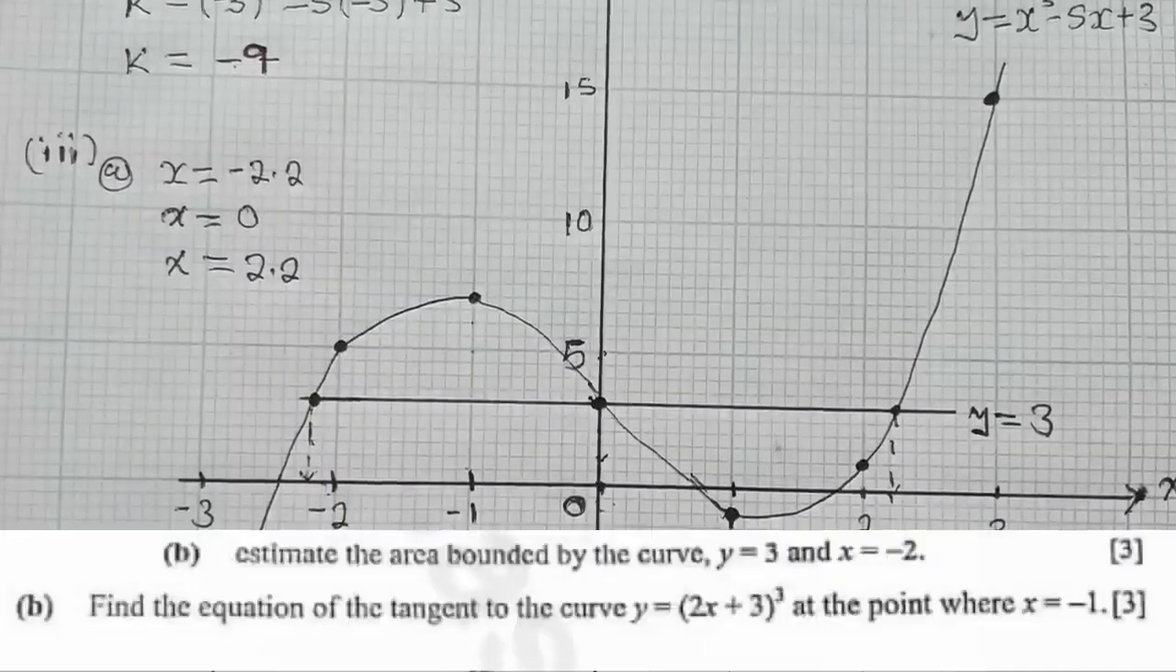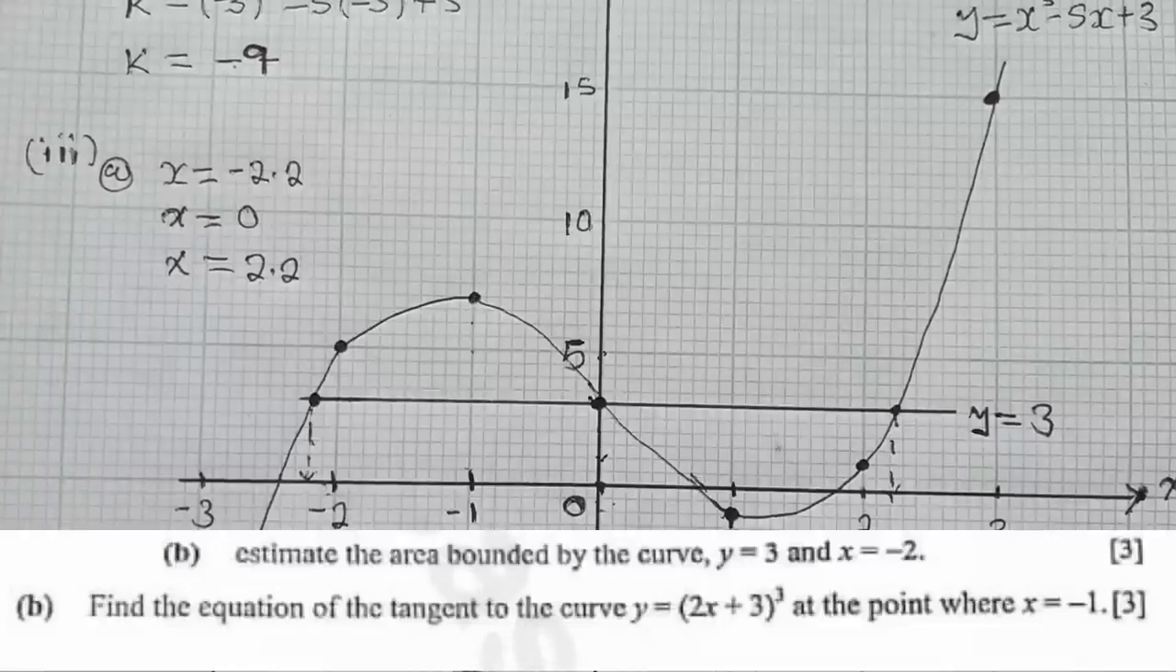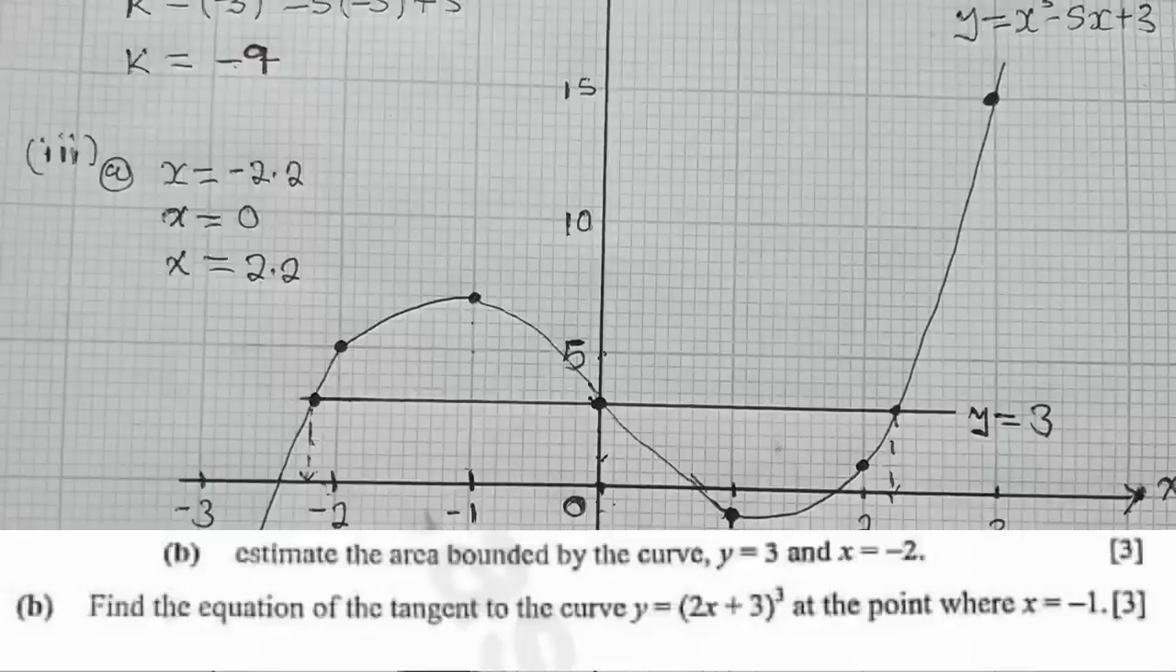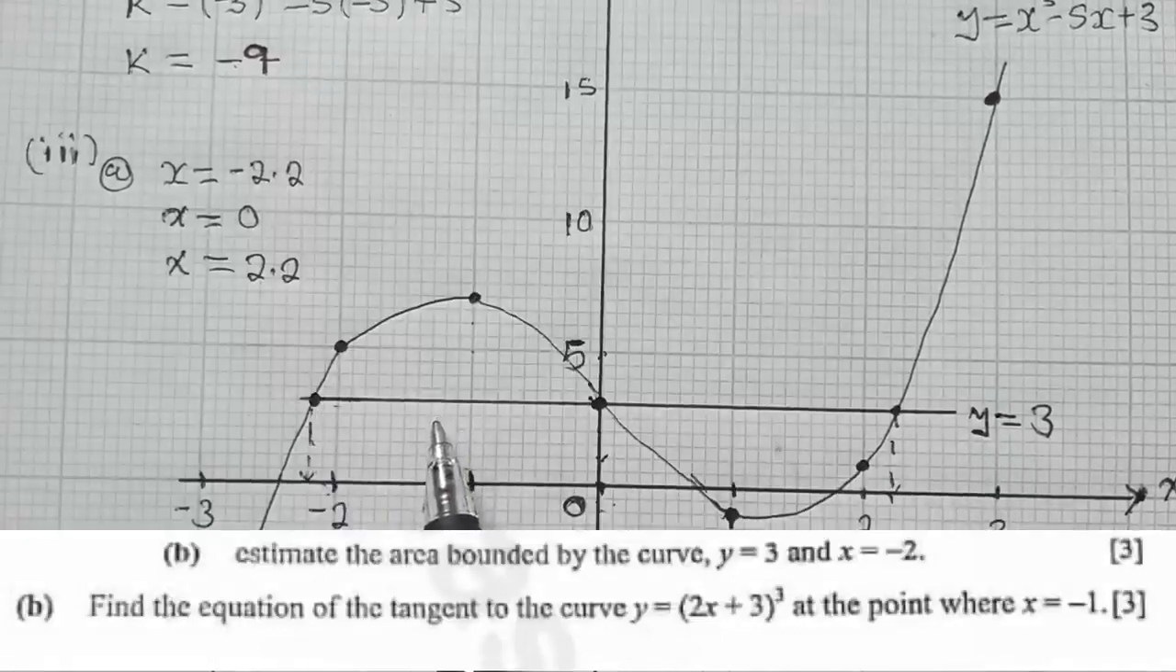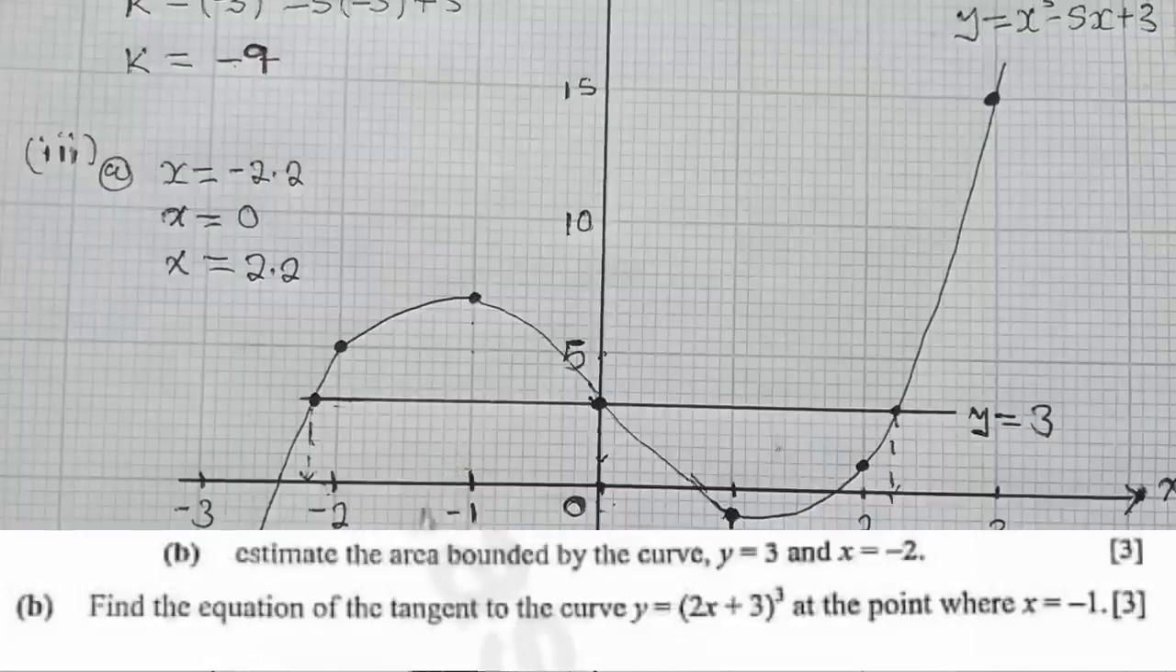We now go to the next question, where they're saying estimate the area bounded by the curve, y is equal to 3, and x is equal to negative 2. So negative 2 is right here.